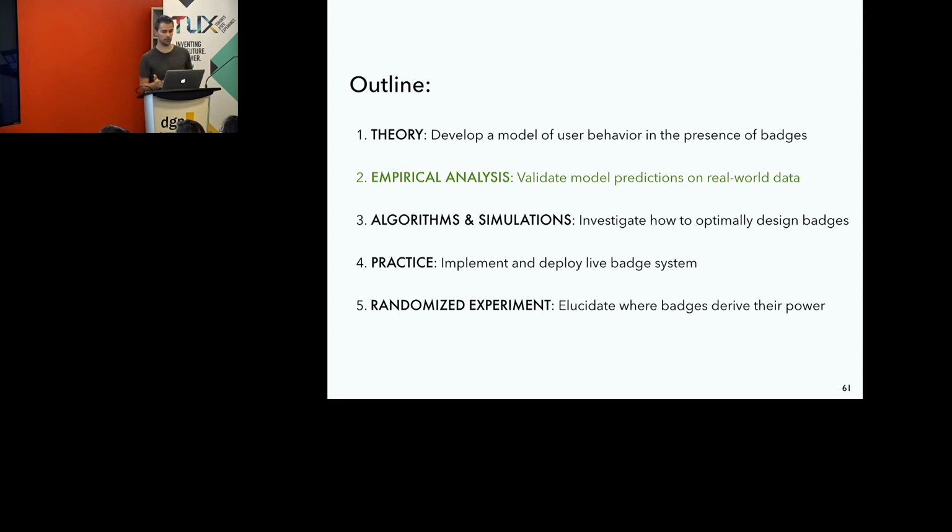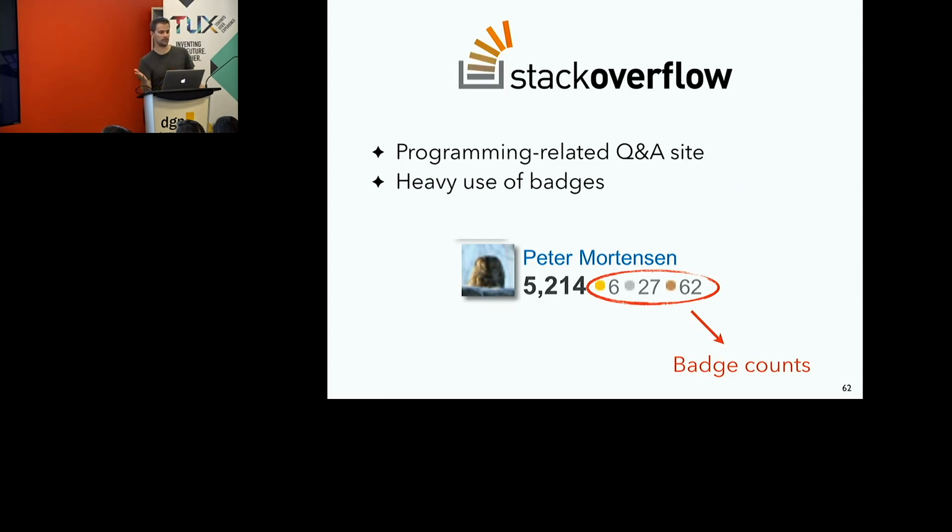How do we know that it's true at all? Basically, the strategy is going to be to validate these models' predictions on real-world data. What's that data? That's one we already talked about. Stack Overflow, which is this programming-related question-answering site. Like I said, it makes heavy use of badges. This is actually the original motivation for doing this work.